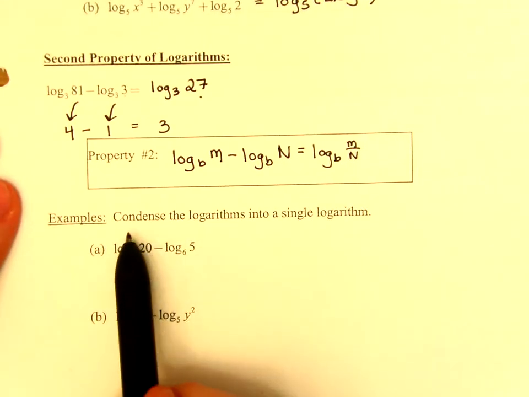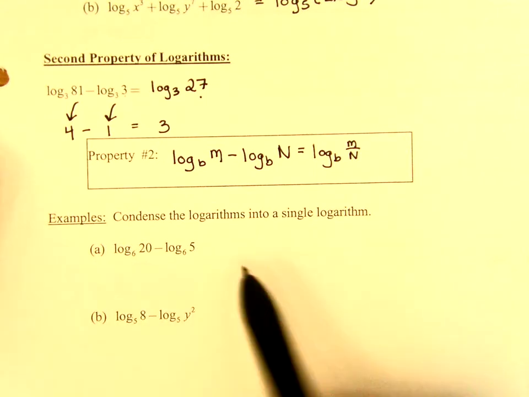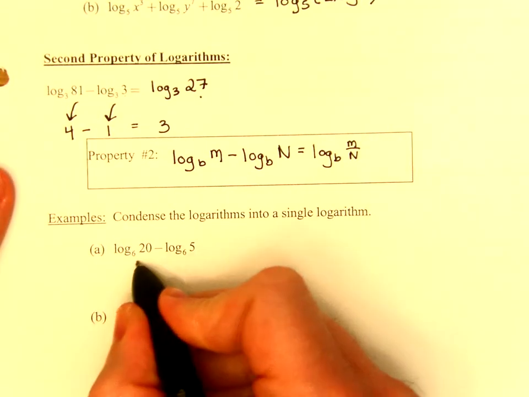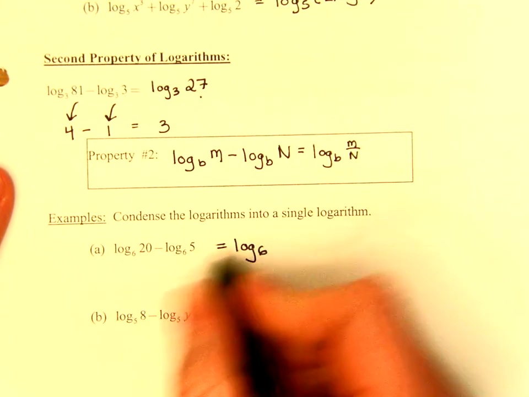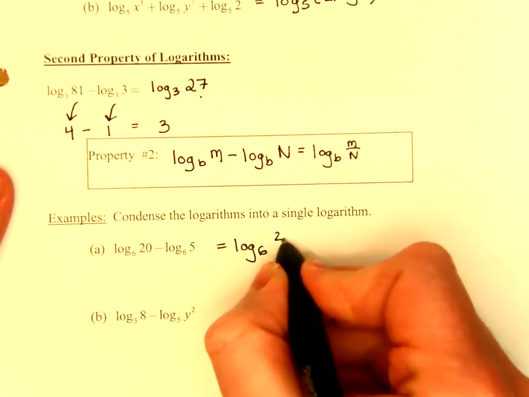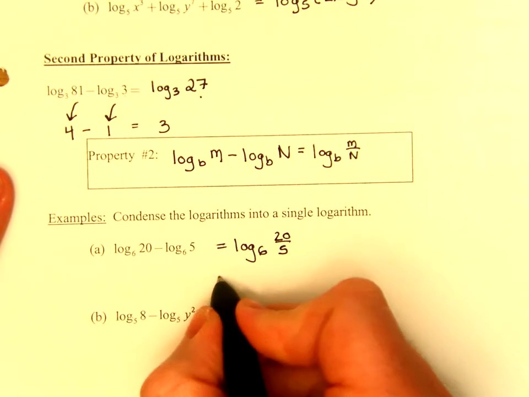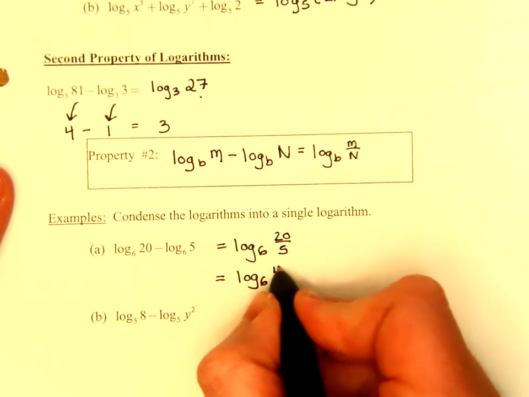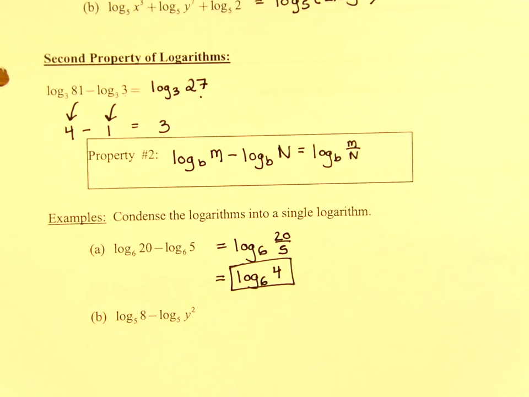I want to condense these logarithms into a single logarithm, so basically take the two or more logarithms and turn them into one logarithm. Log base 6 of 20 minus log base 6 of 5, I'm going to get log base 6 of, well, I'm just going to divide those things. Log base 6 of 20 divided by 5. We shouldn't leave it like that, though. We should actually do the division problem, and we'll get log base 6 of 4. Log base 6 of 20 minus log base 6 of 5 equals log base 6 of 4.